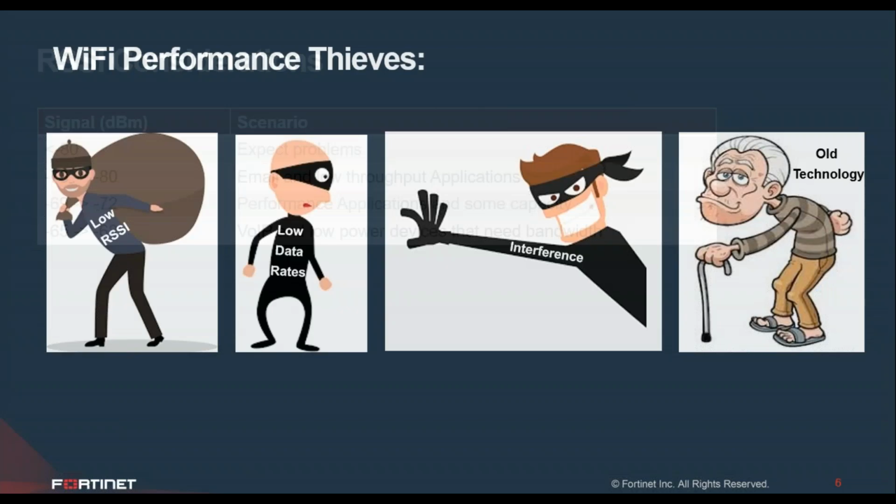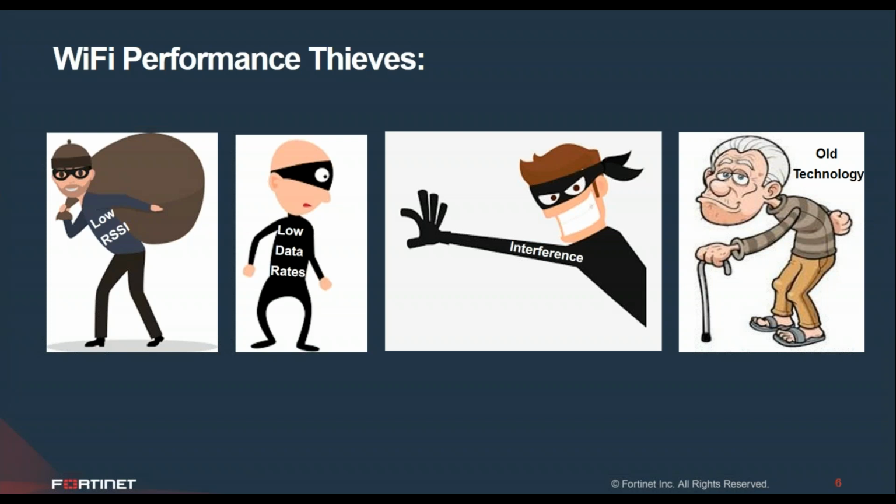As you plan your network, let me introduce you to some of the adversaries that I commonly see on wireless networks. These guys will rob you of your wireless network performance if you let them get established in your network. They are low RSSI, low signal strength, low data rates, interference, and then old technology.